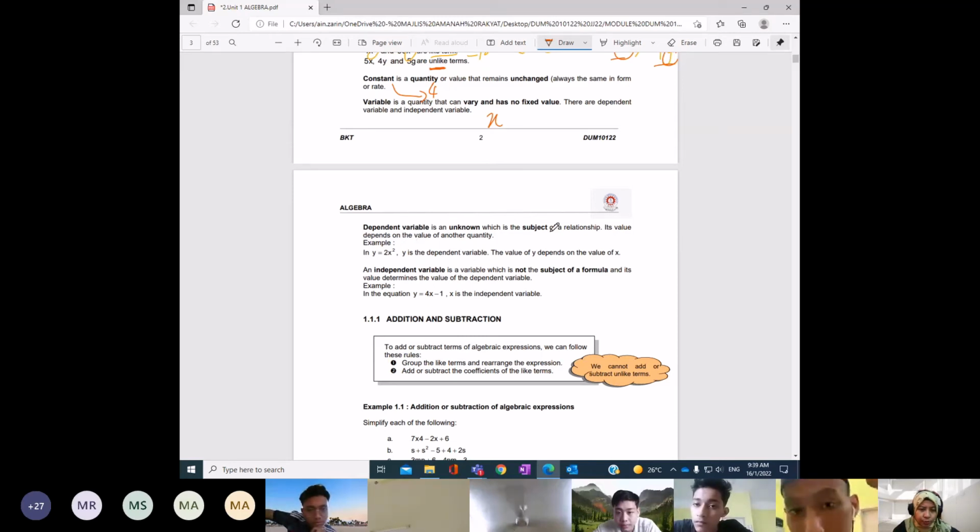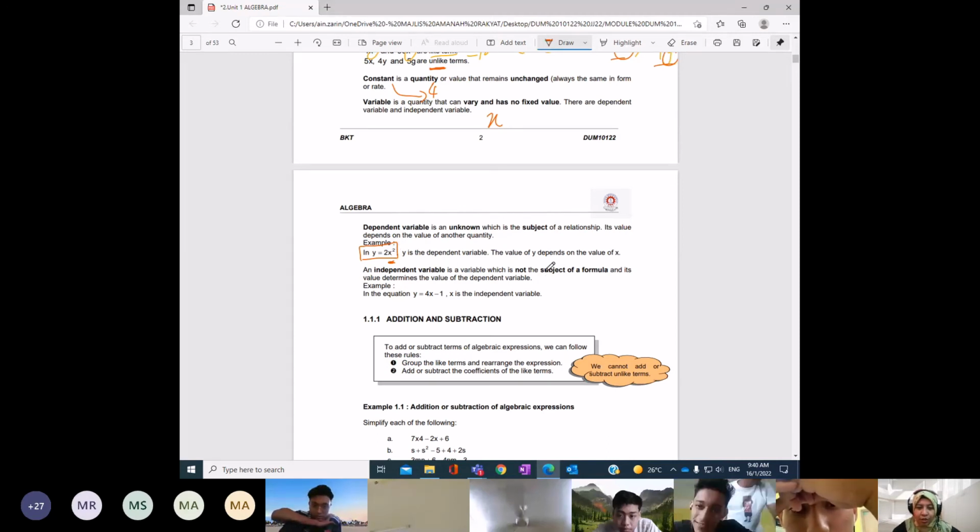Dependent variable is an unknown with a subject of a relationship. Okay, so kalau kita ada equation, equation ni akan make them dependent to one another lah. Maksudnya apa? Contohnya yang ni, untuk kita dapatkan y, kita akan bergantung pada nilai x yang diberi. Jadi this one is what we call as y is the dependent variable, which depends on the value of x that you have. Okay, the value of y yang kita ada ni akan bergantung kepada nilai x yang kita ada.